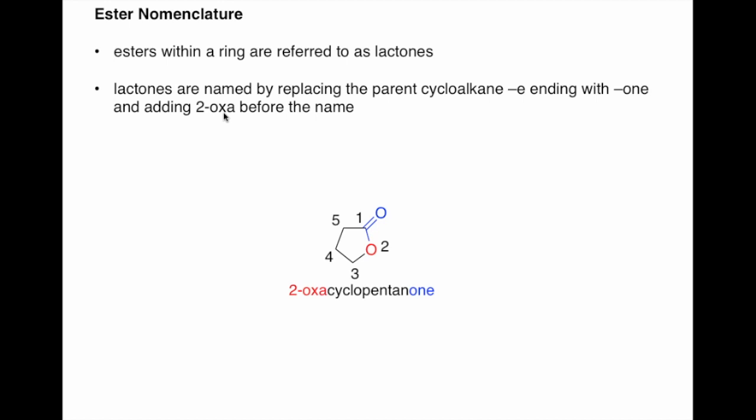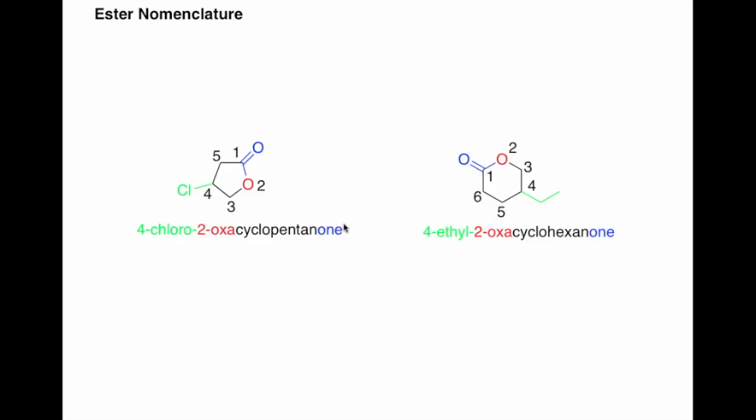Additionally, a 2-oxa is placed before the parent name. So before the cyclopentanone, we place 2-oxa. That 2 is referring to the oxygen of the ester. So when we count lactones, we count from the carbonyl carbon to the oxygen and then further around the ring. If there are substituents on a lactone, those substituents' names are placed as prefixes before the parent.